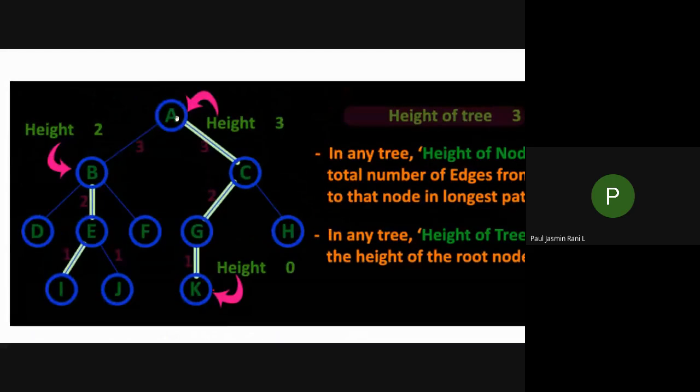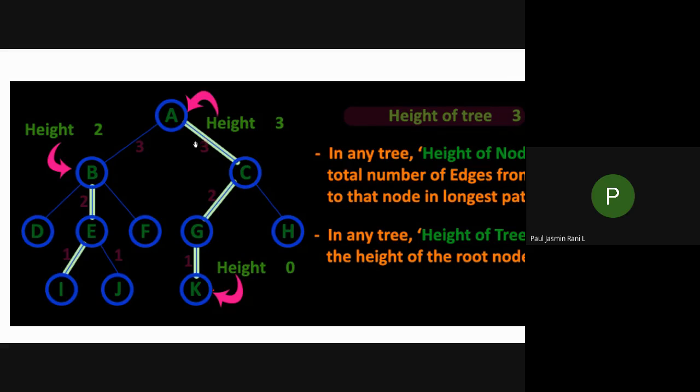Okay, so if I want to know the height of this A, from top to bottom you have to see your height. So what will be the height? It means you have to see how many levels are there below this particular tree. So what is the height of this particular A?